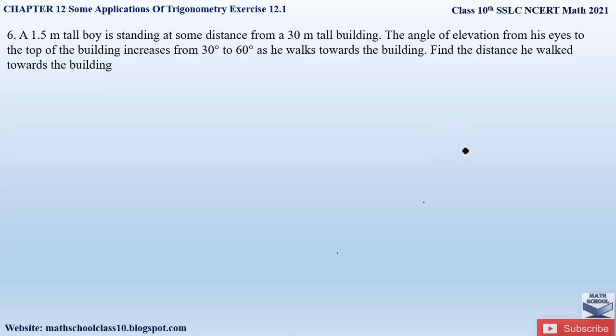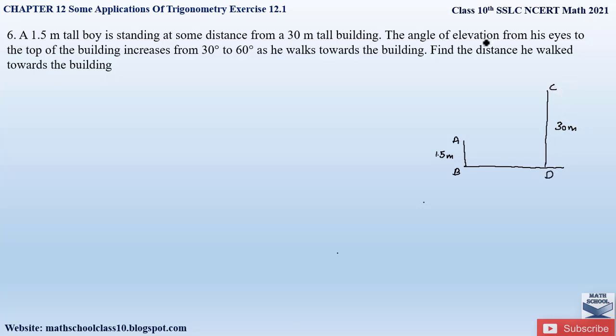So let us first draw a 1.5 meter tall boy and let us name it as AB. And we have a 30 meter tall building at some distance. So at some distance we will draw a 30 meter tall building. So these both are at the same ground level, these both are standing. So we have a 30 meter tall building. Let us name this as CD.